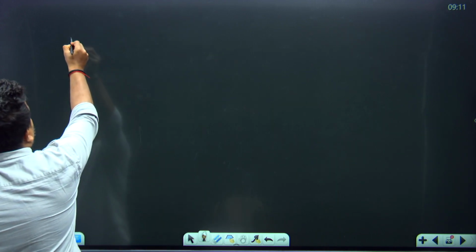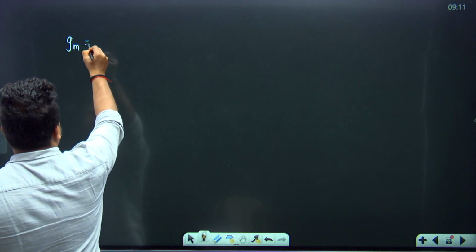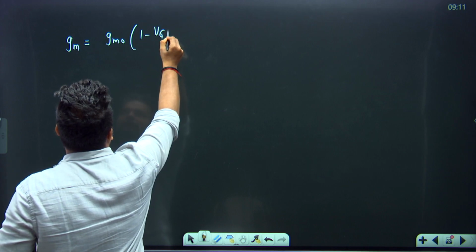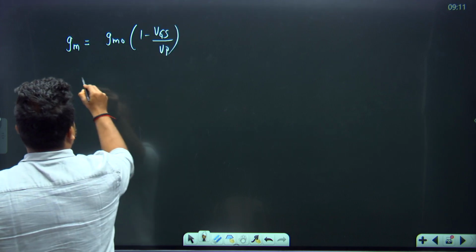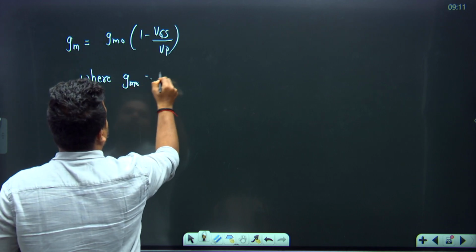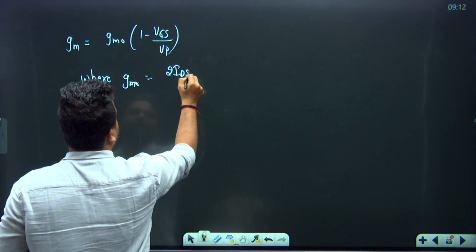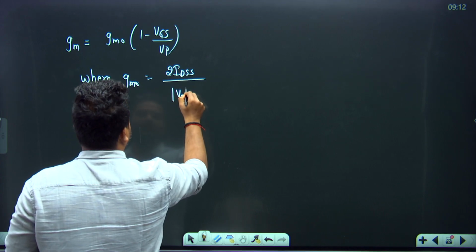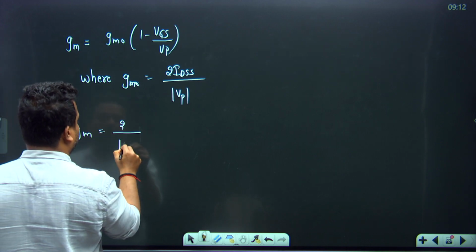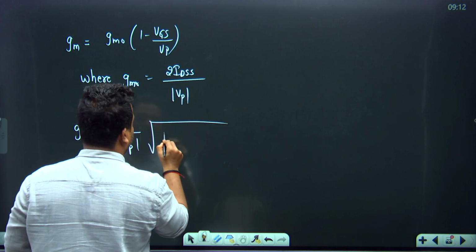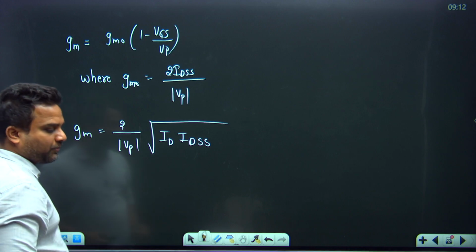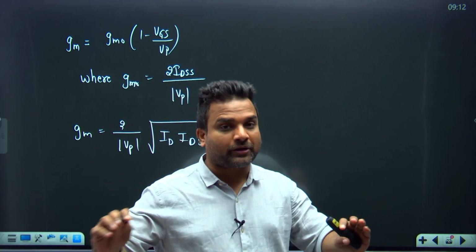Hence we can give in a summary way, GM is GM naught into 1 minus VGS by VP, where GM naught is 2 IDSS by mod VP. Similarly guys, GM is equal to 2 by mod VP square root of ID IDSS. This is also another formula. Guys, you want to know the important relationship.